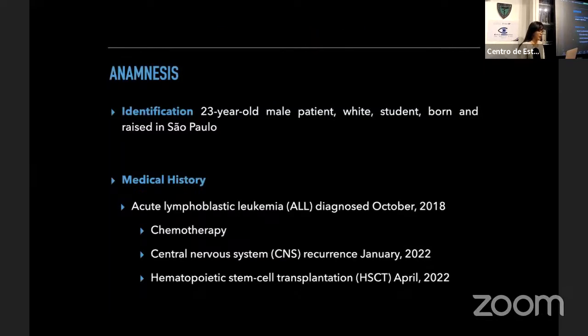So our case is about a 23-year-old male patient. He's white, a student, born and raised in São Paulo. He was already following up in the hematology service because he had an acute lymphoblastic leukemia that was diagnosed in October 2018. He already underwent chemotherapy, and he had a central nervous system recurrence in January of the last year. He also had a stem cell transplantation in April 2022.